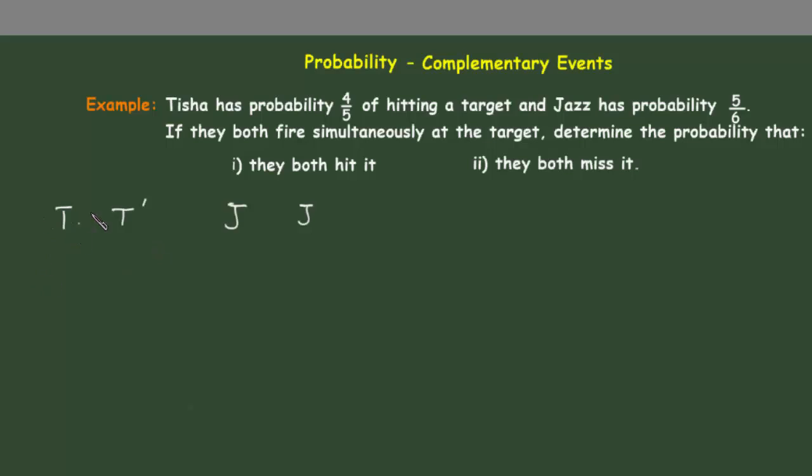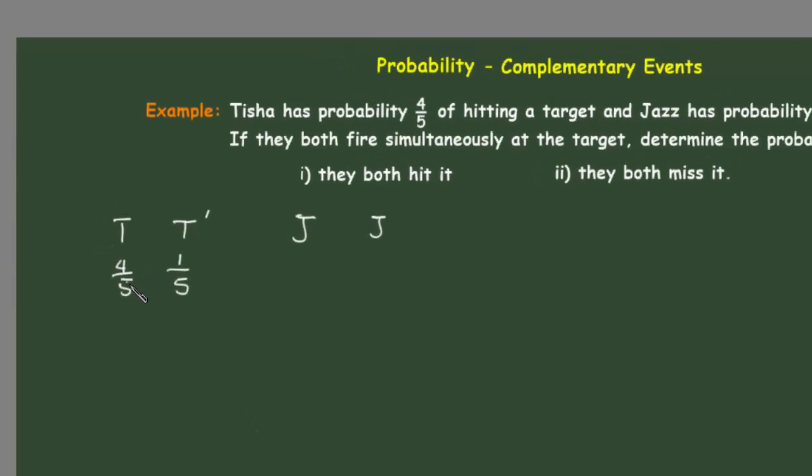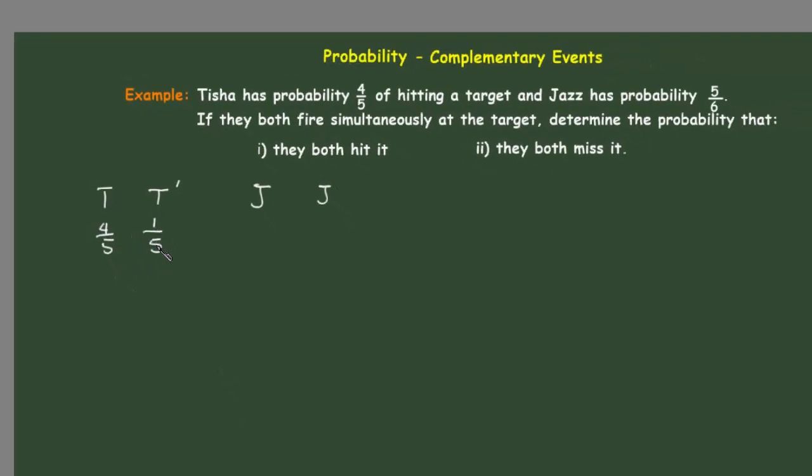Okay, so Tisha's event is 4/5, right here, 4/5. And the complementary event would be 1/5. This is because complementary events sum to 1. So if we add these two, 4/5 and 1/5, it gives us 5/5, and this is 1. And here for Jazz, we have 5/6, and her complementary event will be 1/6.